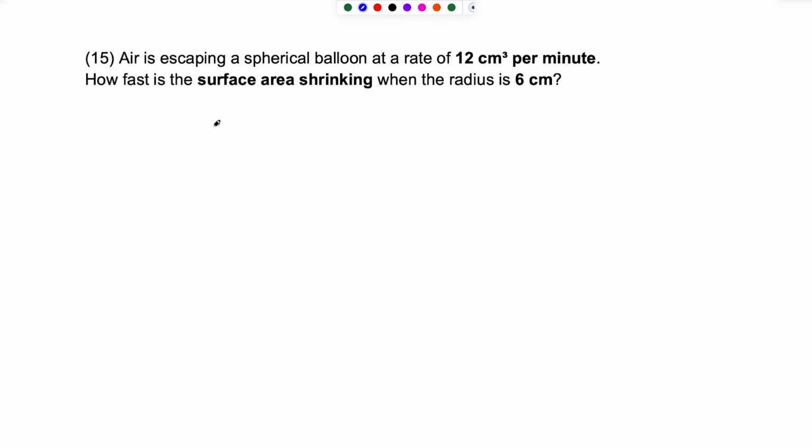Question 15, air is escaping a spherical balloon at a rate of 12 cubic centimeters per minute. How fast is the surface area shrinking when the radius is 6 centimeters? So for a question like this, I'm going to write down all of the formulas first. The volume of a sphere is 4/3 pi r cubed. And the surface area is equal to 4 pi r squared.